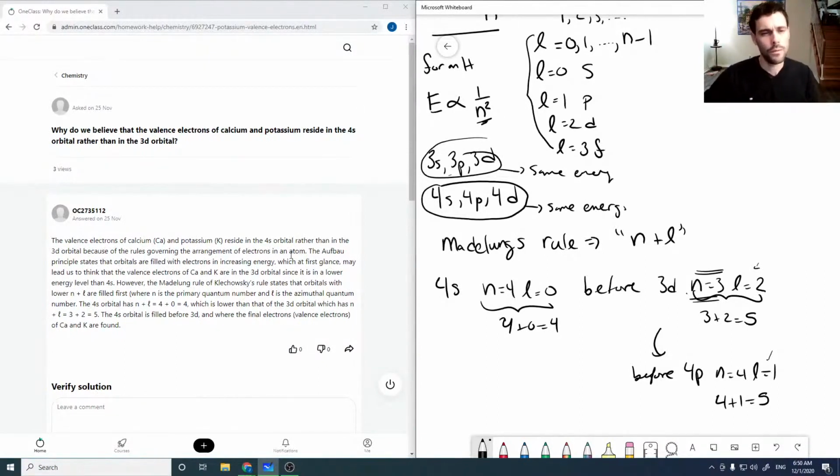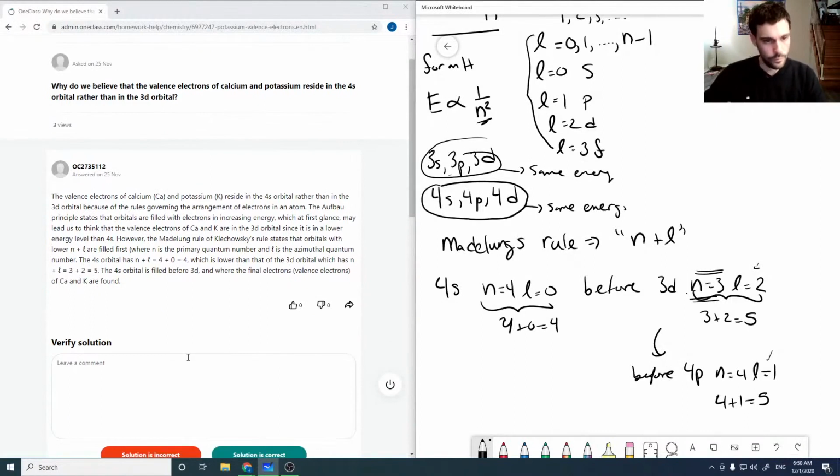Okay, so Madelung's rule: we fill by n plus L first, so 4s is 4, 3d is 5. Okay, so that looks good.